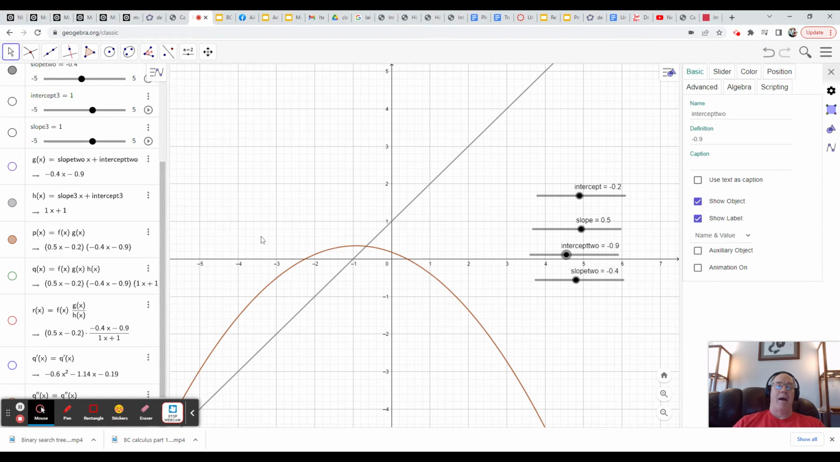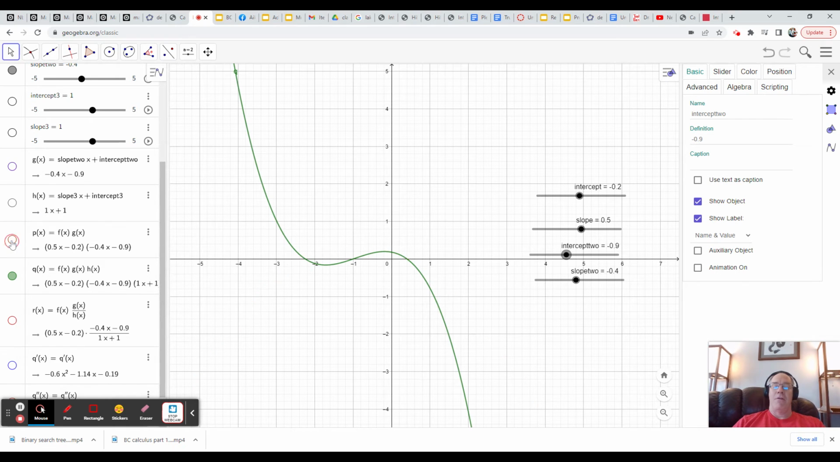So h is another line, all right? And I'll hide it for now, but I'm going to multiply f and g and h all together. And now we have another curve. Now it's getting very interesting. And this function has three crossing points, and we're going to get rid of p, and we're just going to look at q. So here we have q, and q now has some interesting points.